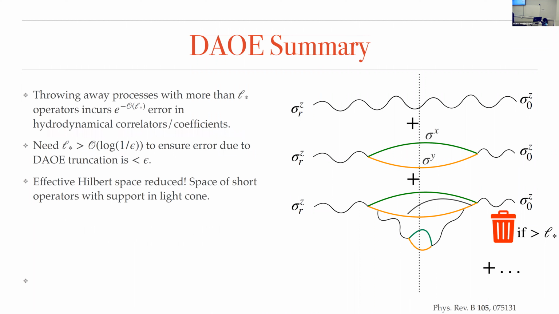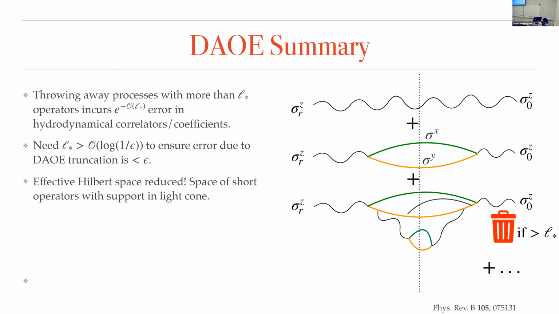Yeah, so in fact, our conjecture, and we have various semi-analytical and numerical justifications for this, is that throwing away processes where there are more than L star operators incurs an exponentially small in L star error in the correlation function. Okay, all right, so just assume that that's true for a second, and let's ask now, using our method, what kind of resources are we going to need in order to get an epsilon accurate approximation to the diffusion constant? Well, first of all, I want e to the minus L star to be smaller than epsilon.